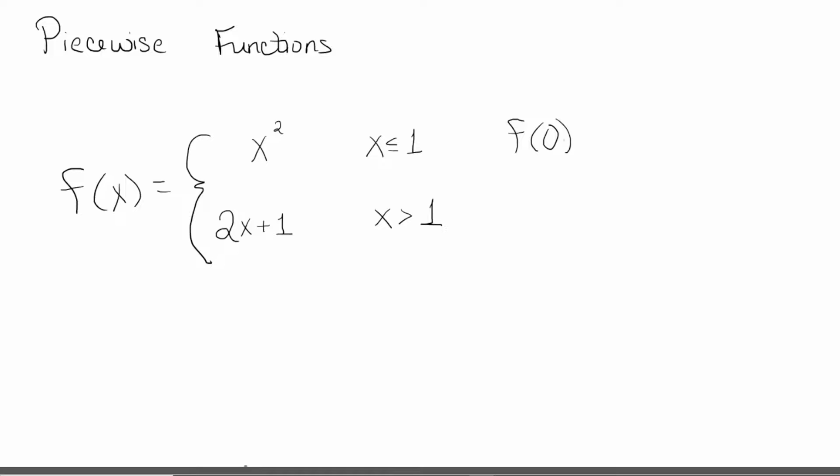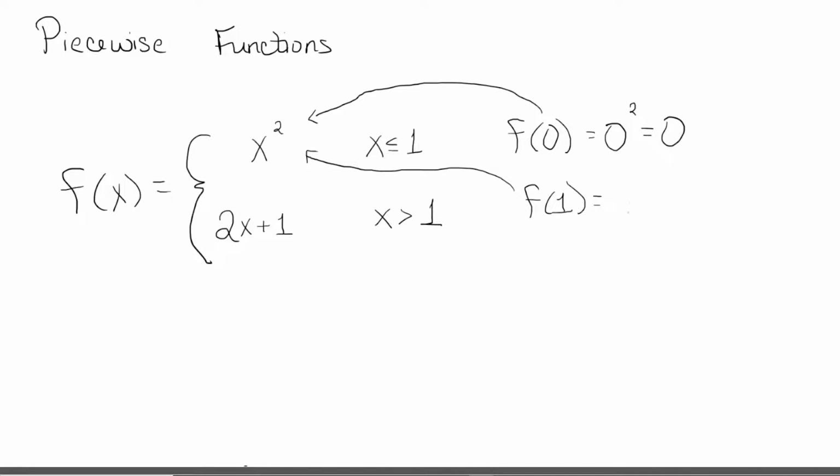So if I wanted to evaluate something like f of 0, 0 is less than 1, so we're going to use x squared. 0 squared is equal to 0. For f of 1, 1 is less than or equal to 1, so we'll use the first equation again. 1 squared is 1. However, for f of 2, 2 is greater than 1, so we're going to use our second equation, 2 times 2 plus 1, which is equal to 5.